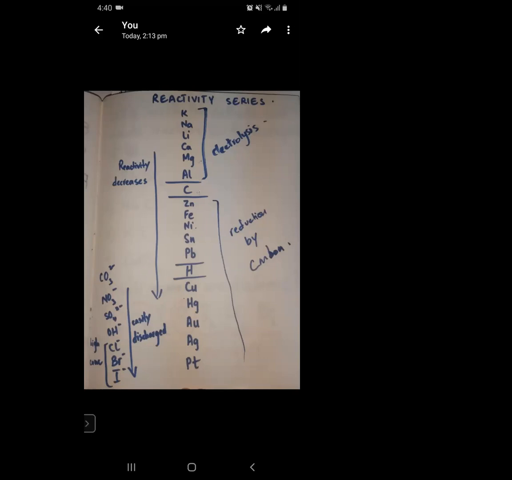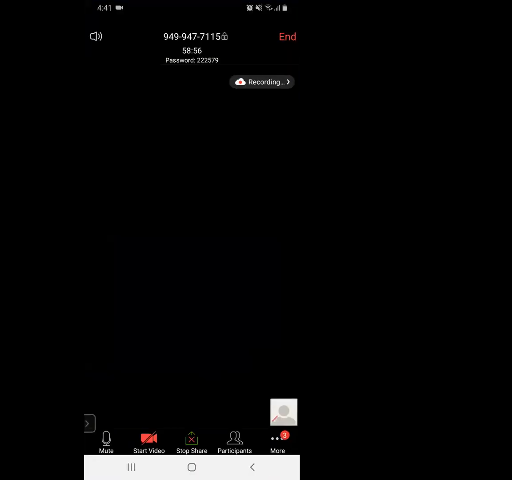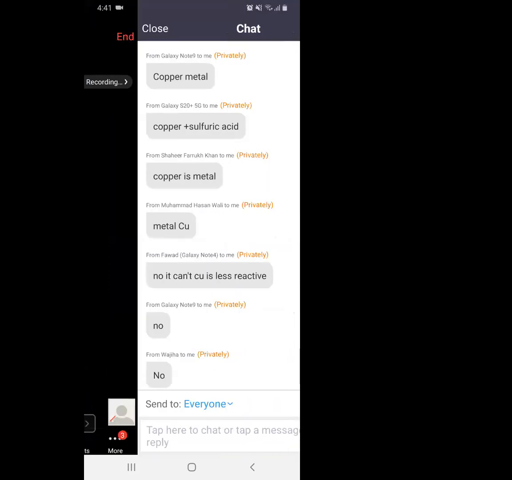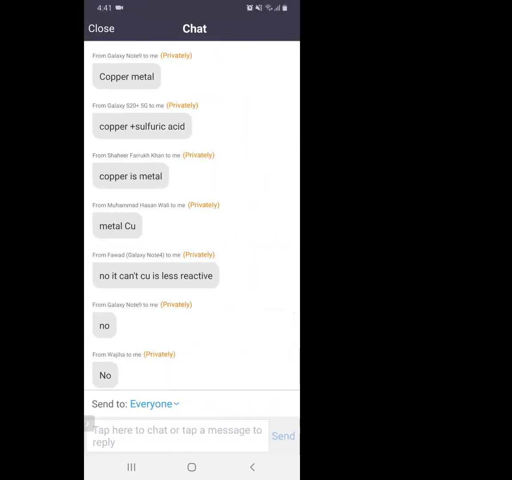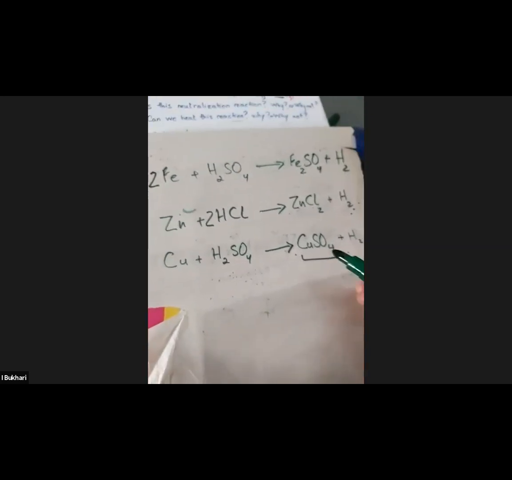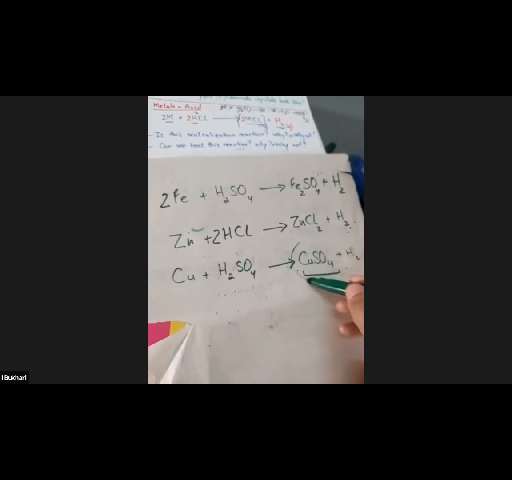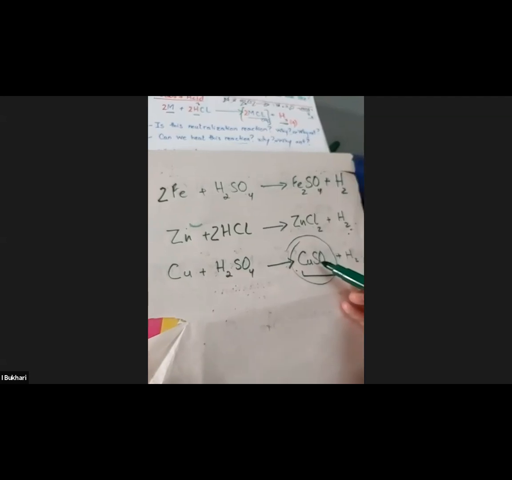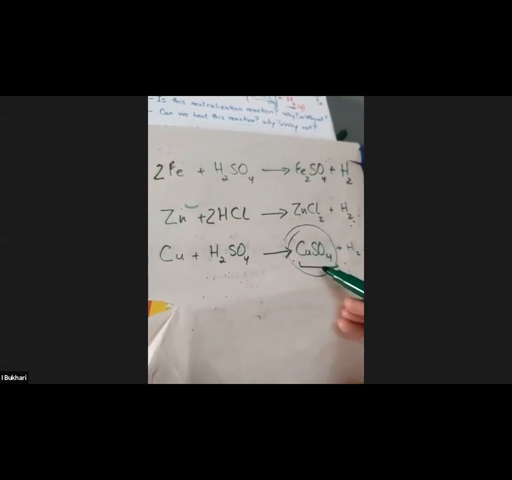We cannot use a metal and an acid alone to prepare copper sulfate. Yes, copper is less reactive. Good job, Fawad. So if we cannot use a metal and an acid to make copper sulfate, how can we prepare copper sulfate? Do you remember? How else can we prepare copper sulfate?